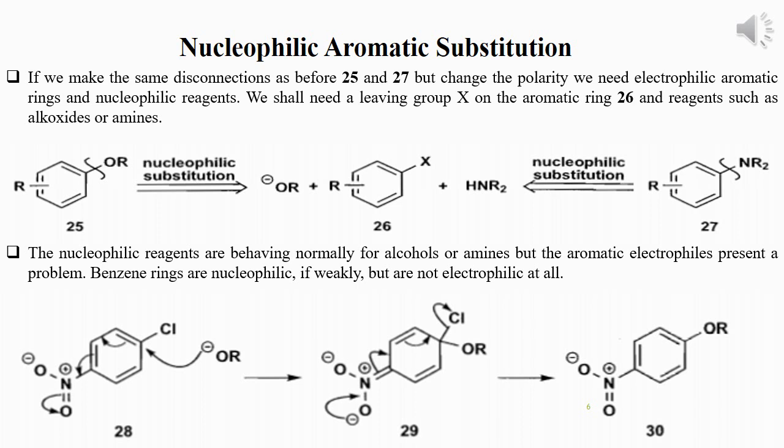When it is added, this nitro will stabilize the charge which is due to the attack of the nucleophile. Any electron withdrawing group can stabilize that charge. So on 28 there is an attack of the nucleophile, in 29 the negative charge is stabilized and there is resonance, and then in 30 the leaving group leaves and the nucleophile is attached on the aromatic ring.